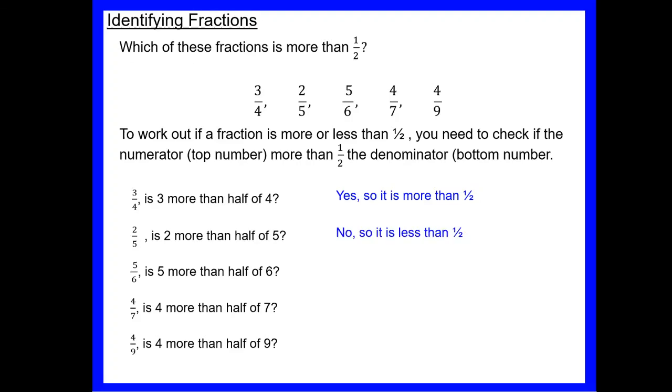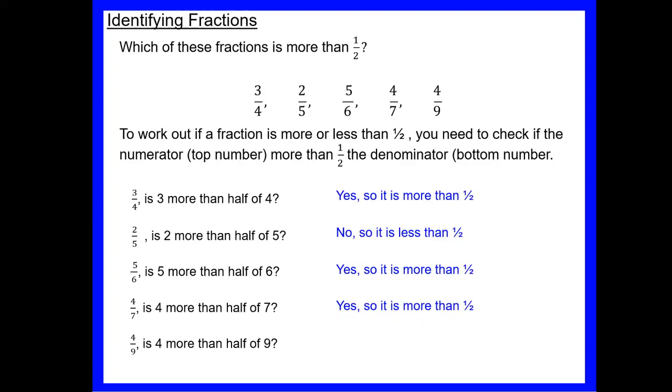So you can see we're halving that denominator, the bottom number, and then checking if the numerator is bigger than that new number. For 5/6, we need to see if 5 is more than half of 6. Half of 6 is 3. 5 is more than 3, so 5/6 is more than a half. 4/7, so we'll check if 4 is more than half of 7. Half of 7 is 3.5. 4 is bigger than 3.5, so yes, it is bigger than a half.